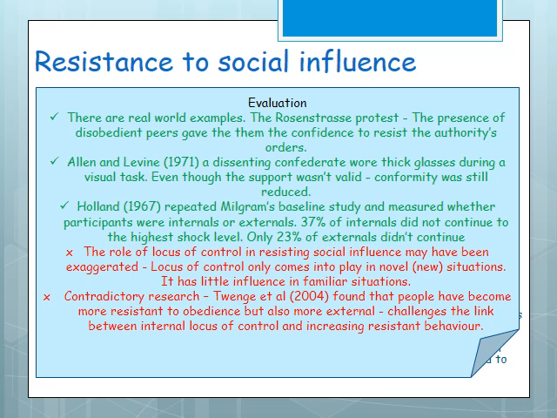Also, there's contradictory evidence. Twenge found that in America, people have become more resistant to obedience, so they're less likely to obey. But also, they've become more external, which doesn't fit this idea that externals are more likely to obey. So it challenges the link between internal locus of control and resistant behaviour.